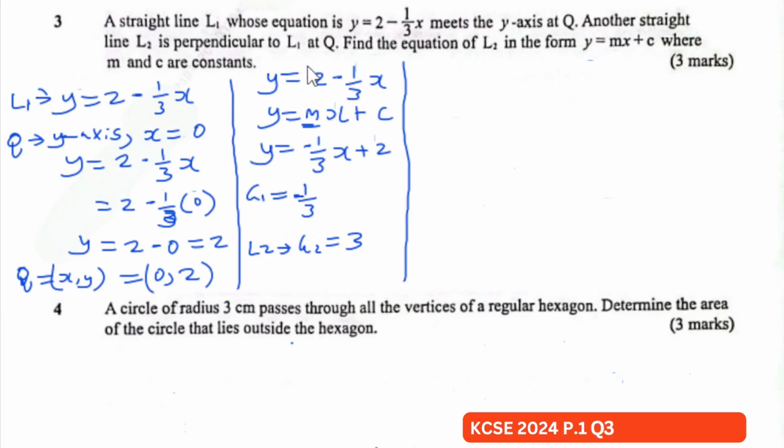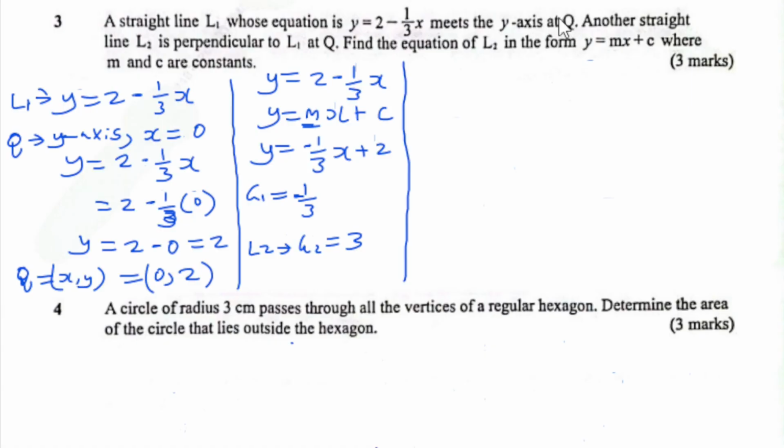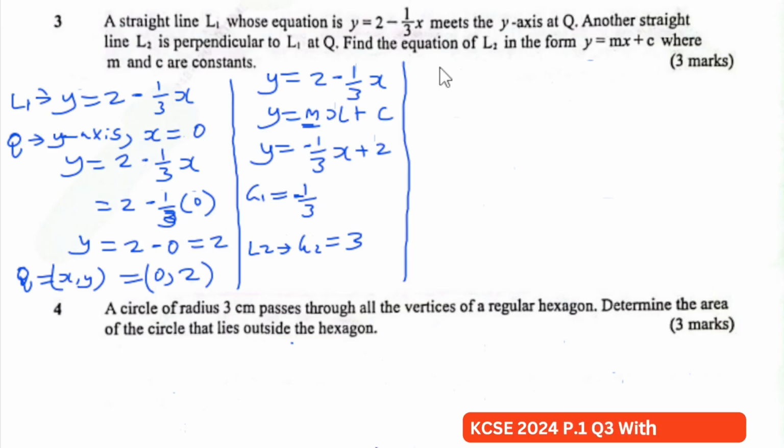We continue with the question. We are told to find the equation of L2 in the form y equals mx plus c. So we are supposed to find the equation of L2. And do we have a point? Yes, we have one point, which is this one, Q. Why? Because we were told that this line meets the y-axis at point Q. That is this straight line over here. So we are going to use this point Q, which is meeting with the second line. That is point (0, 2).